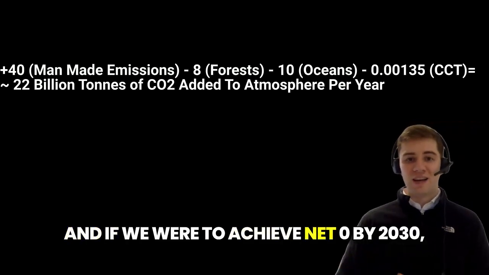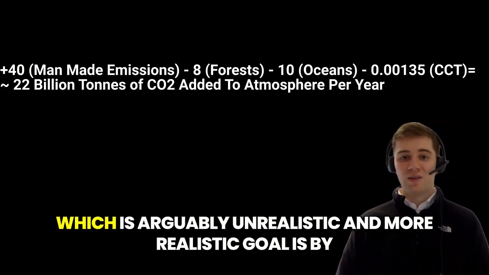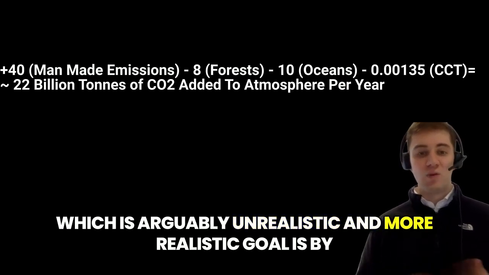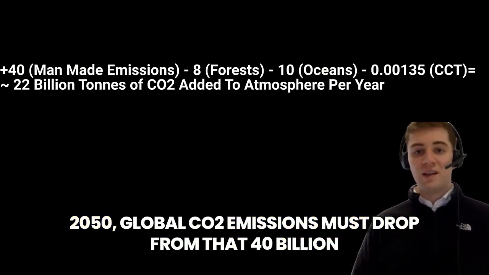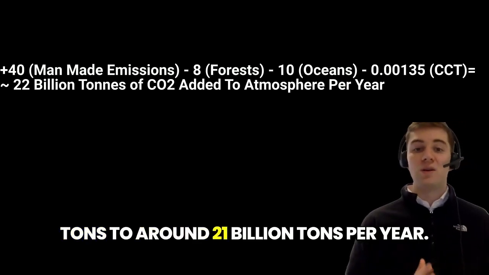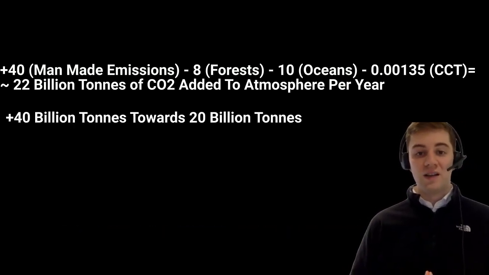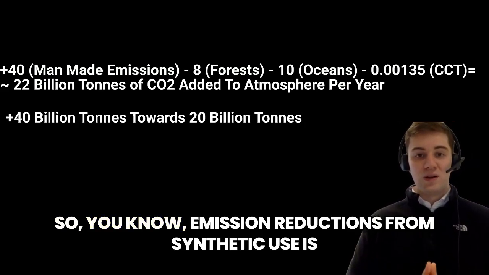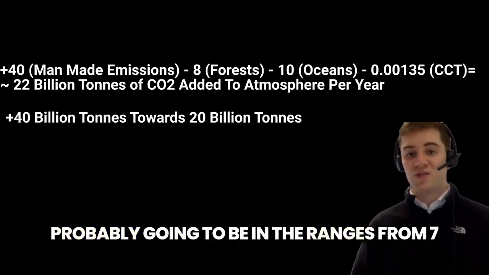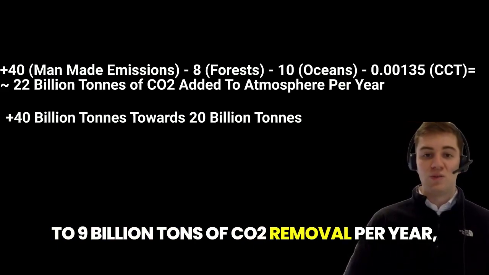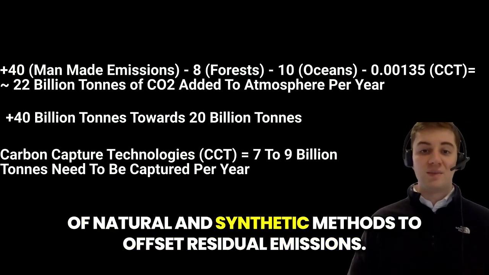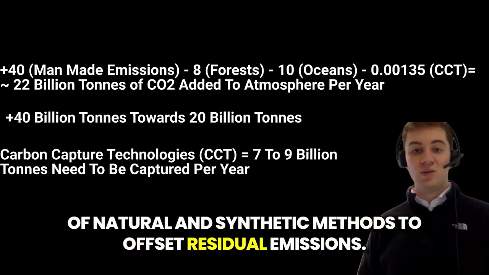And if we were to achieve net zero by 2030, which is arguably unrealistic, and a more realistic goal is by 2050, global CO2 emissions must drop from that 40 billion tons to around 21 billion tons per year. So, emission reductions from synthetic use is probably going to be in the range of 7 to 9 billion tons of CO2 removal per year, which will be required through a combination of natural and synthetic methods to offset residual emissions.